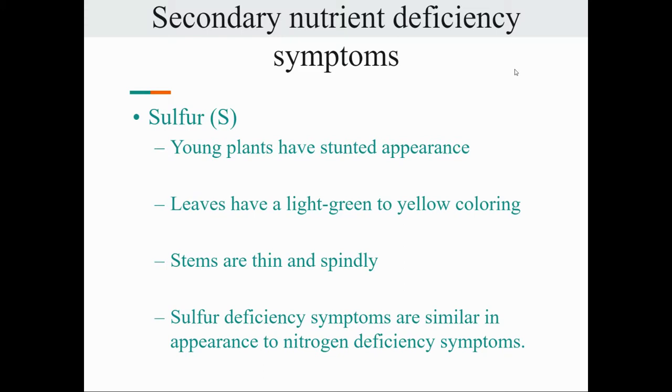Sulfur. So young plants have stunted appearance. Leaves have a light green to yellow coloring. Stems are thin and spindly. Sulfur deficiency symptoms are similar in appearance to nitrogen deficiency symptoms.